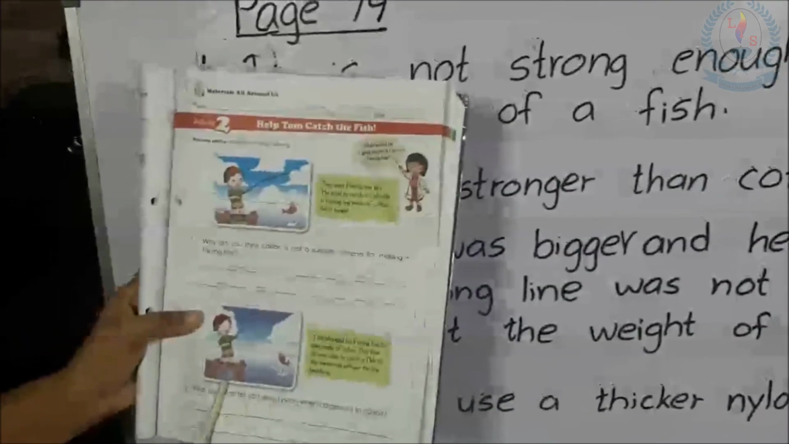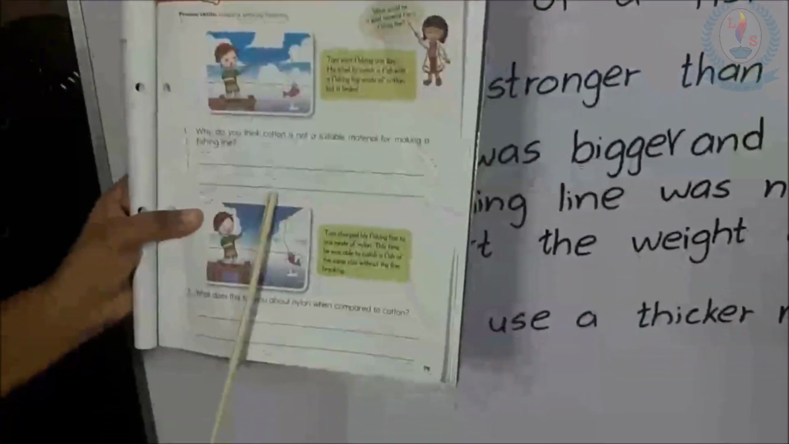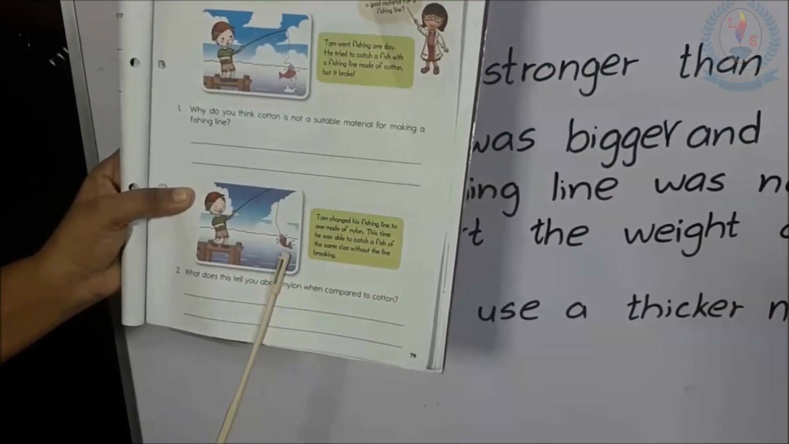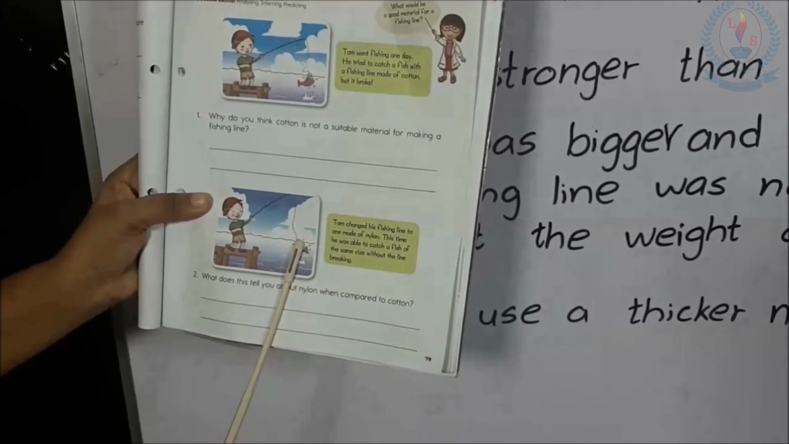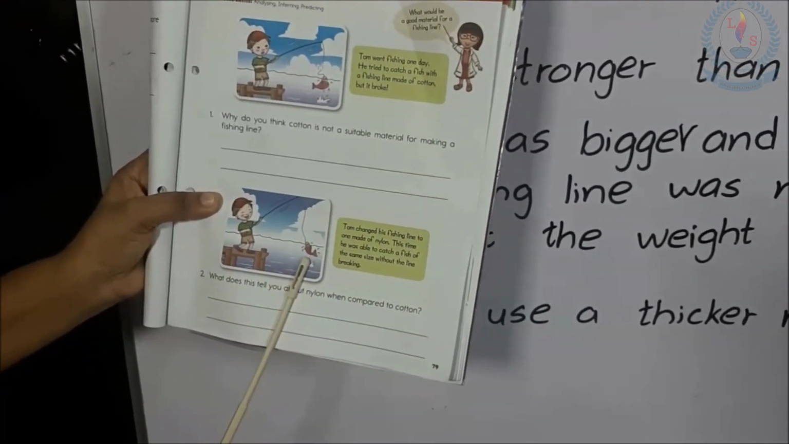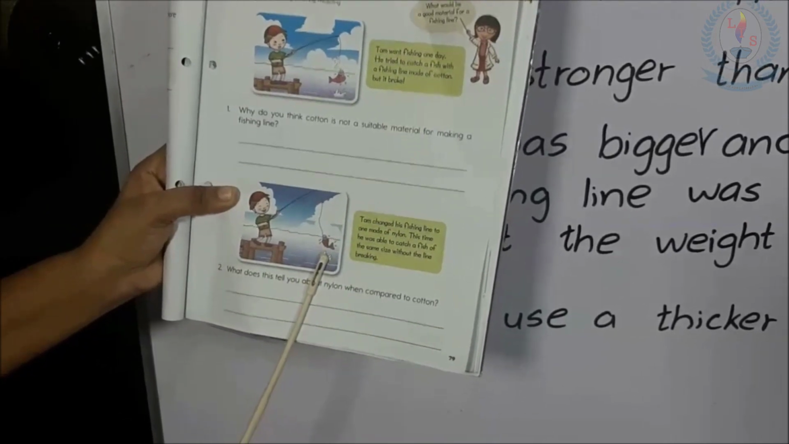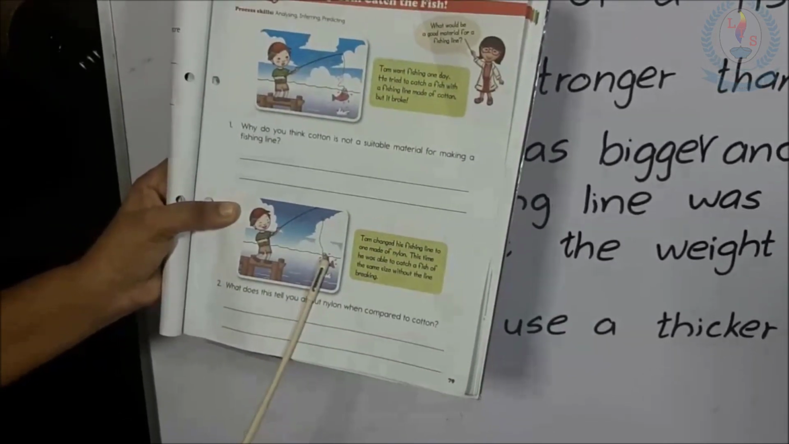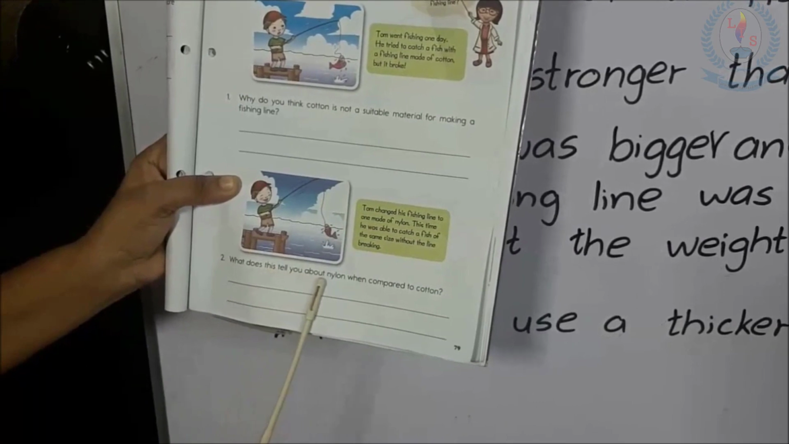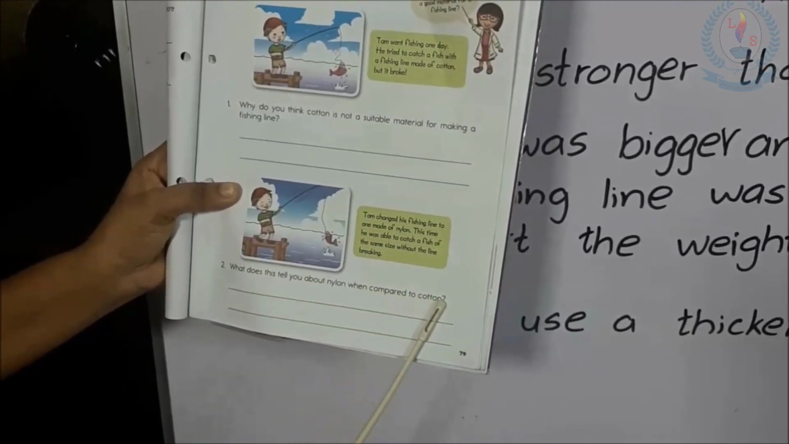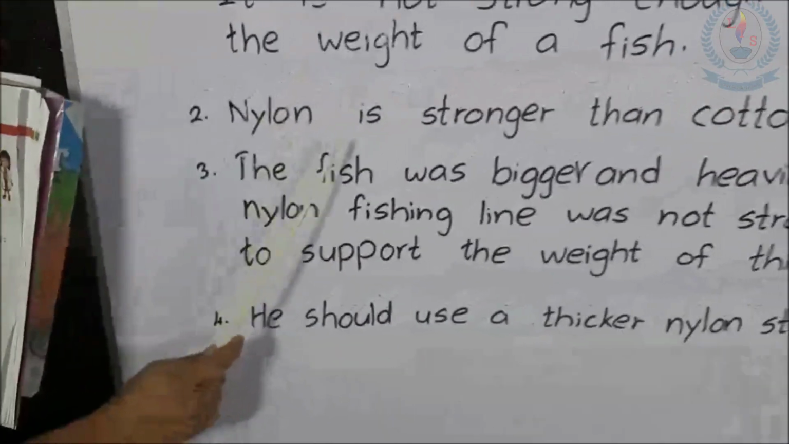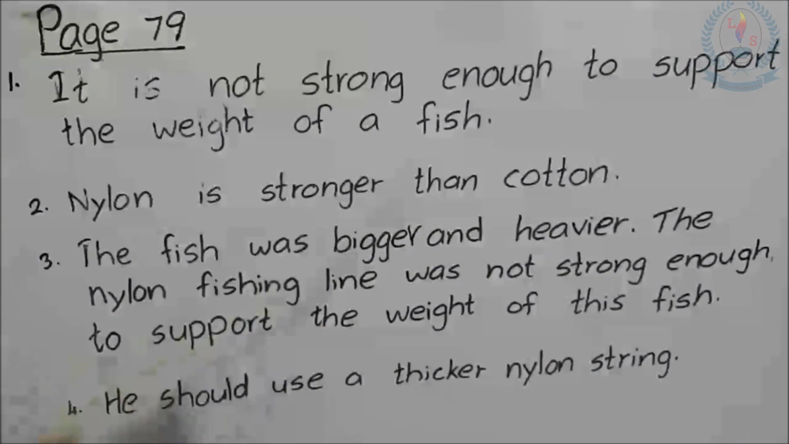Look at the second picture. Tom changed his fishing line to one made of nylon. This time he was able to catch a fish of the same size without the line breaking. What does this tell you about nylon when compared to cotton? Nylon is stronger than cotton.